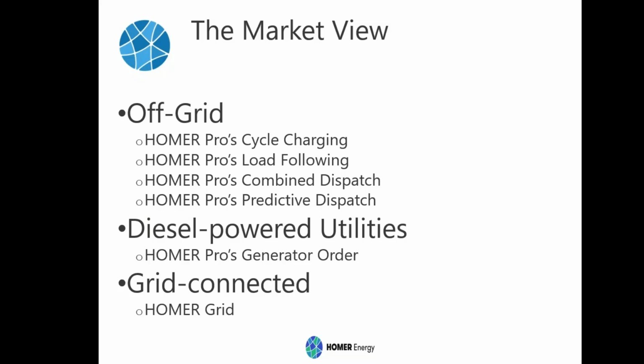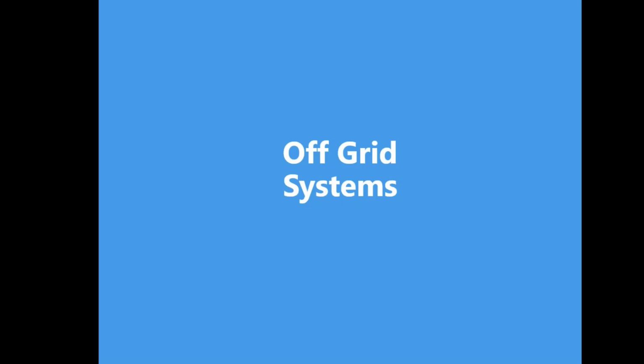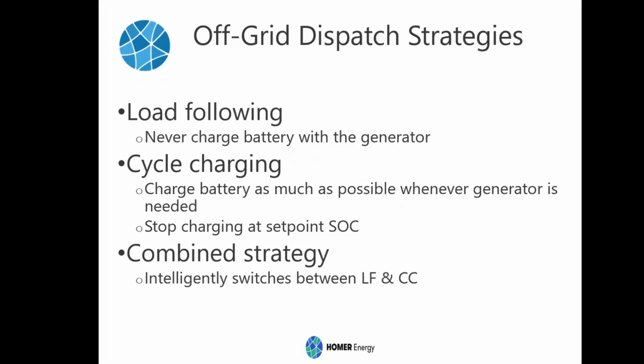So that's one way to sort of get your head around, since we have so many different dispatch strategies. So let me start with the off-grid systems. The original 2 dispatch strategies were load following and cycle charging. And the difference is pretty straightforward. In load following, you never charge the battery with the generator. The battery is just for absorbing renewable power.